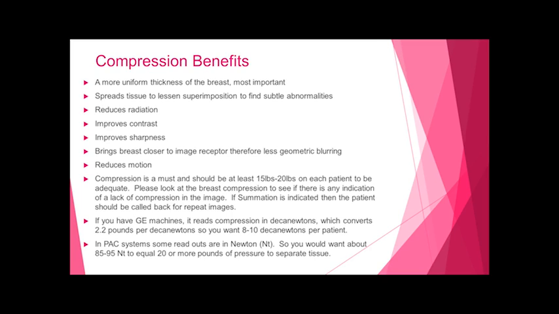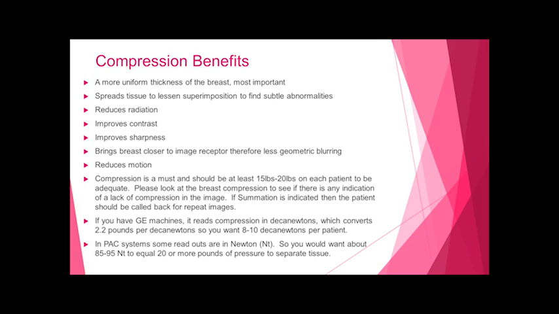The PACS should be able to show it, and the indication in number. Summation is indicating the patient should be called back for repeat images to have better compression. If you have a GE machine, GE 2000D, GE DS, or GE Essential, now there's the new GE Pristina, the compression is read out in decanewtons, which converts to 2.2 pounds per decanewton. So you want 8 to 10 decanewtons per patient to meet that 15 to 20 pounds.